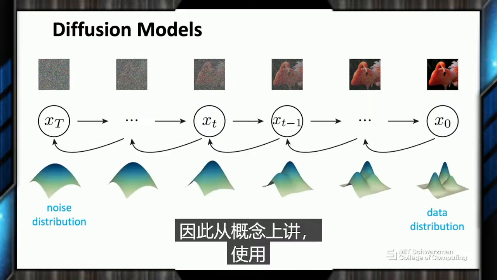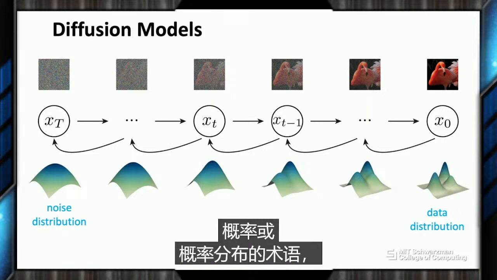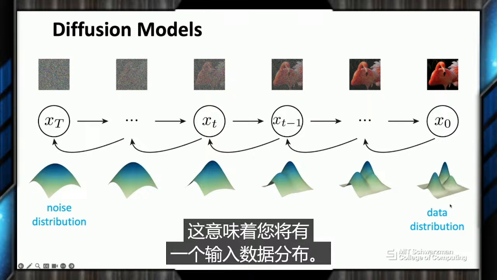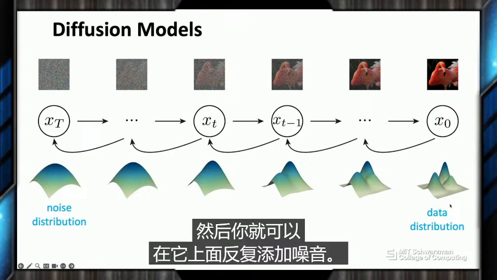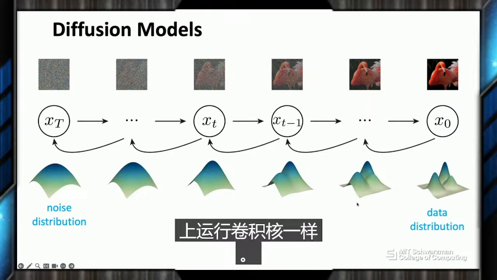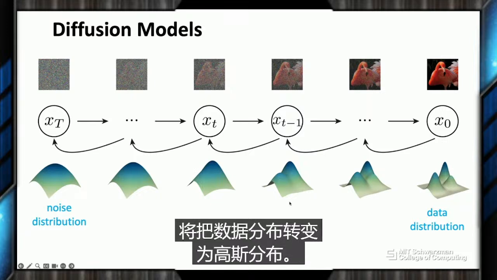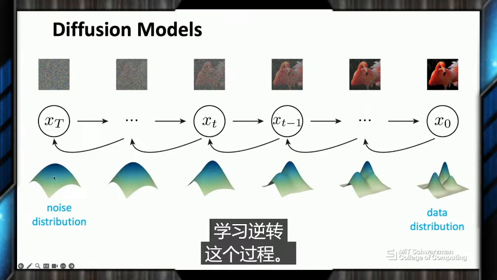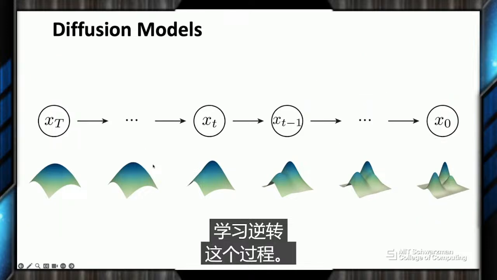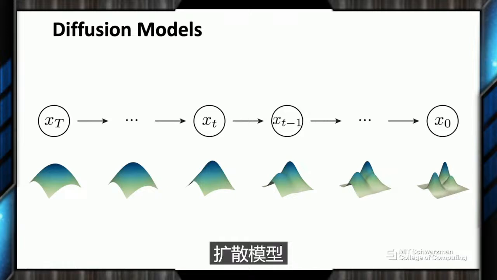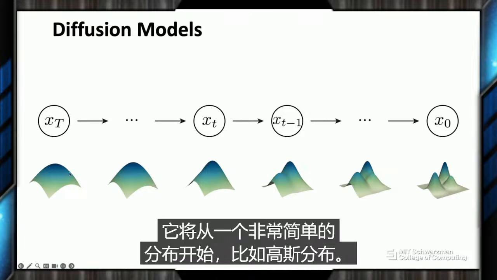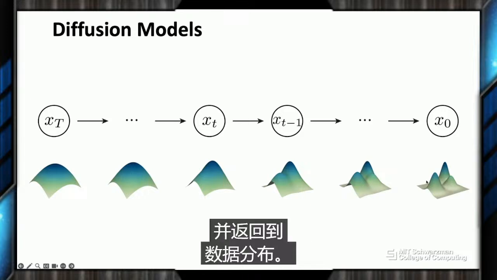So conceptually, using the terminology of probability distribution, this means you will have an input data distribution. Hopefully, it will be about the clean images. And then you just repeatedly add noise on top of it. Then conceptually, this is just like running a convolutional kernel on top of the distribution space. And by doing it many times, ultimately, you will turn the data distribution into a Gaussian distribution. So then your model is just trying to learn to reverse this process. So this is what a diffusion model may look like at inference time. It will start from a very simple distribution, say a Gaussian, and then it will progressively reverse the process and go back to the data distribution.